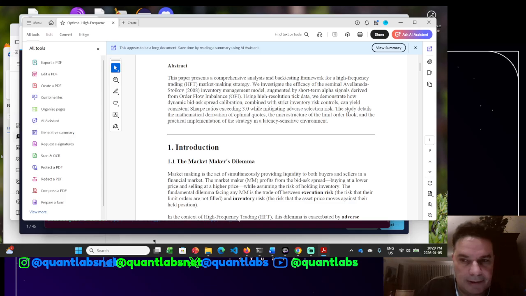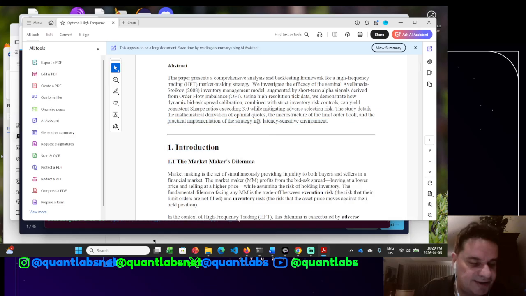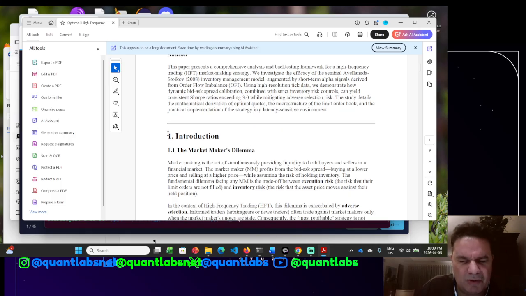There are a lot of things here we can look at. The study details the mathematical derivation of optimal quoting, the microstructure of the limit order book, and the practical implementation of the strategy in a latency-sensitive environment. As I say all the time, this is really for demonstration purposes. I'll even go as far as entertainment purposes. If some people may take it that way, that's fine. But here's what we're dealing with.